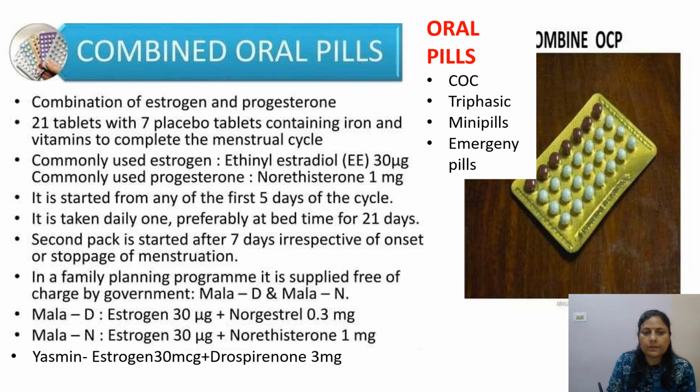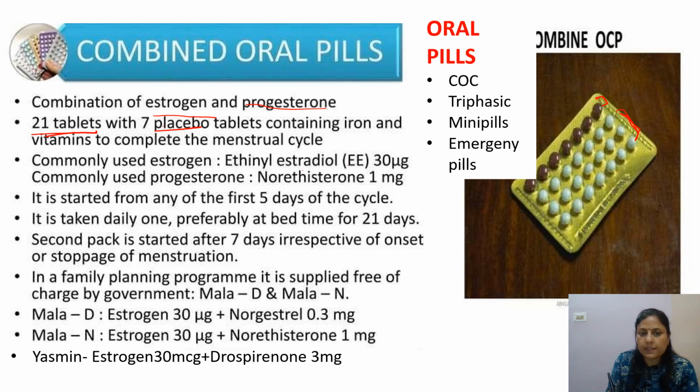Combined oral contraceptive pills include both estrogen and progesterone, and they consist of 21 tablets plus 7 tablets, a total of 28 tablets. These 21 tablets are the hormonal tablets, and the 7 tablets are iron-containing tablets. The commonly used estrogen is ethinyl estradiol and the progesterone is norethisterone.